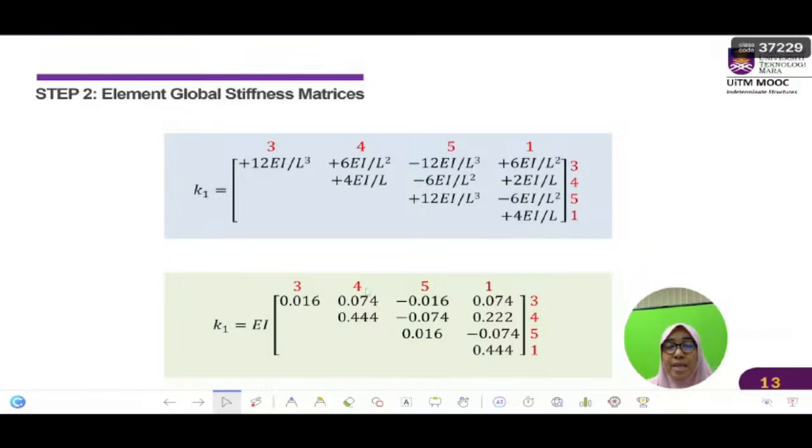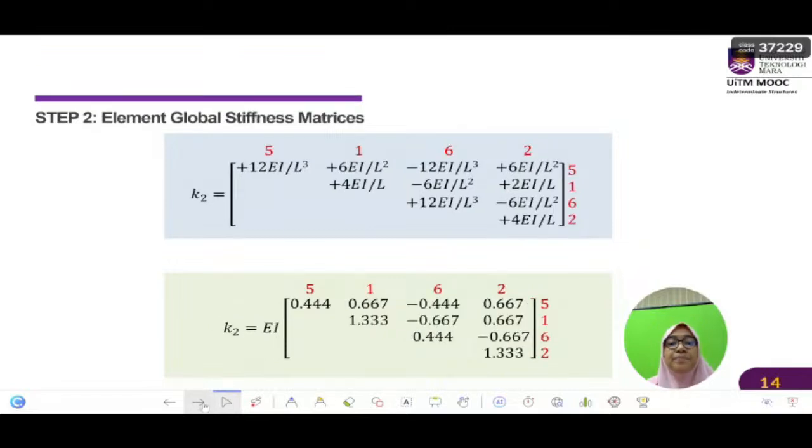3 4 means yz, and 5 1 means yz in far n. The value inside the matrix we follow from the formula given in the appendix. So this is the element stiffness matrix for member BC, or element number 2. Again, the value inside the bracket we get from the formula, we just calculate it using a calculator.